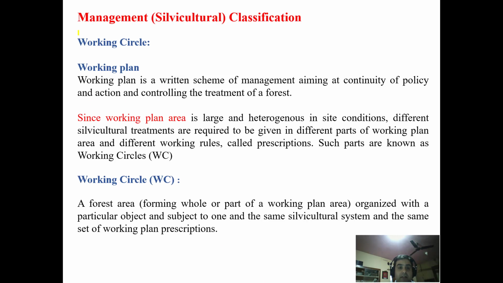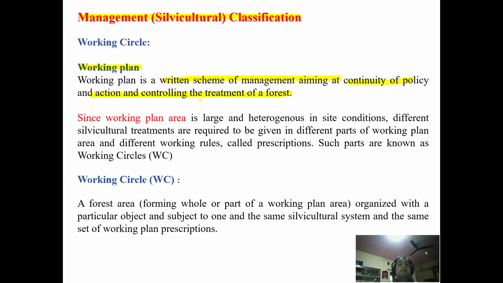We have management or silvicultural classification. For the purpose of silvicultural considerations of the forest, we devise a classification which is based on the working plan. Now, a working plan is a written scheme of management. It's a kind of book wherein all things related to the management of forests to be done in the coming years, the condition of the forest, and the harvesting procedure which is to be followed in the forest to get the produce, which is aimed at continuity of policy and action and controlling the treatment of the forest.